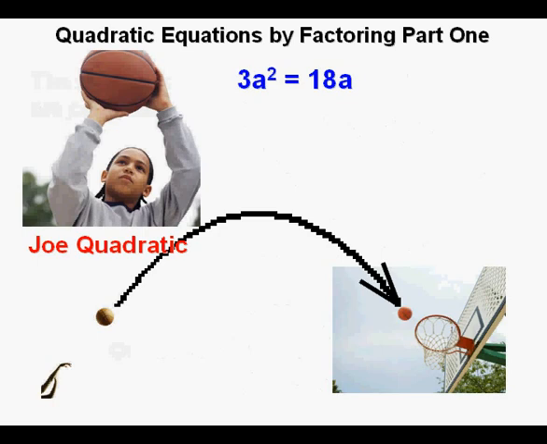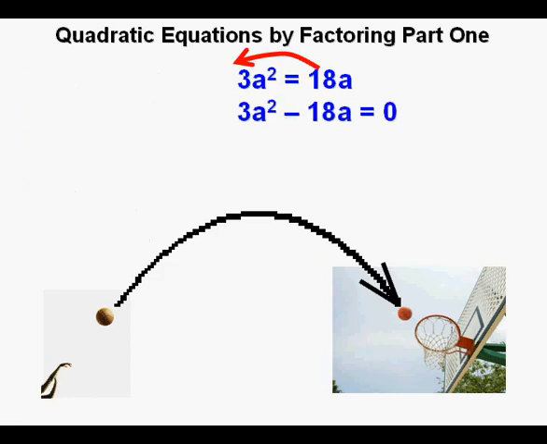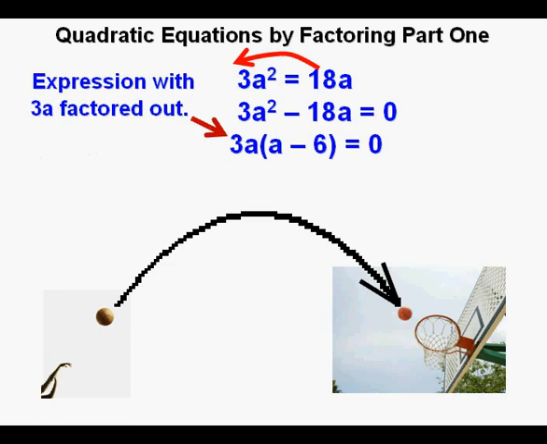Joe will solve this equation by factoring: 3a squared equals 18a. The first thing we do is make one side of the equation equal to 0, and we do that by taking the 18a term on the right side and moving it to the left side of the equation. We have 3a squared minus 18a equals 0. Is there a common factor between these two terms? Yes, 3a. So factoring out the 3a, we get 3a times quantity a minus 6 equals 0.